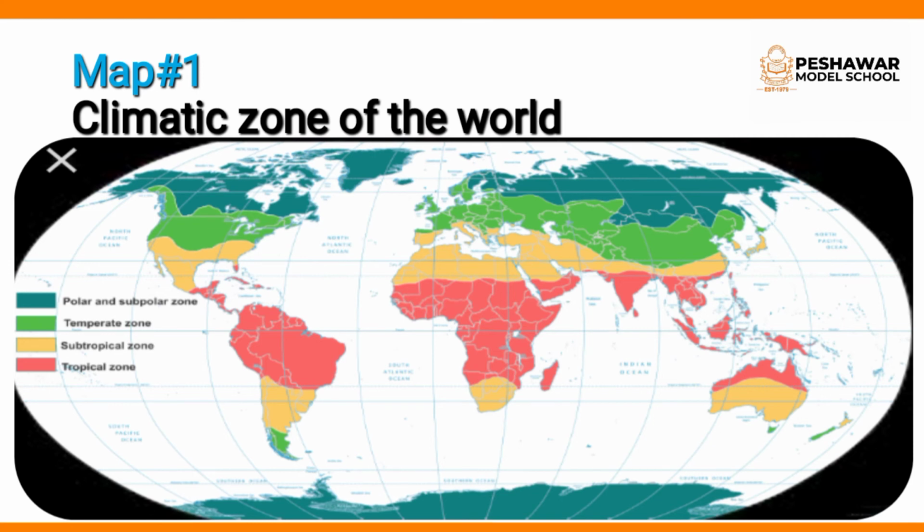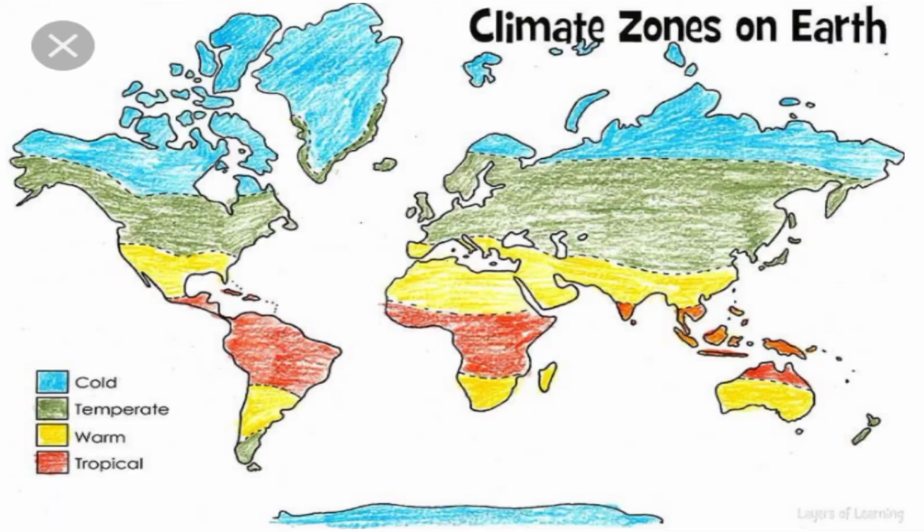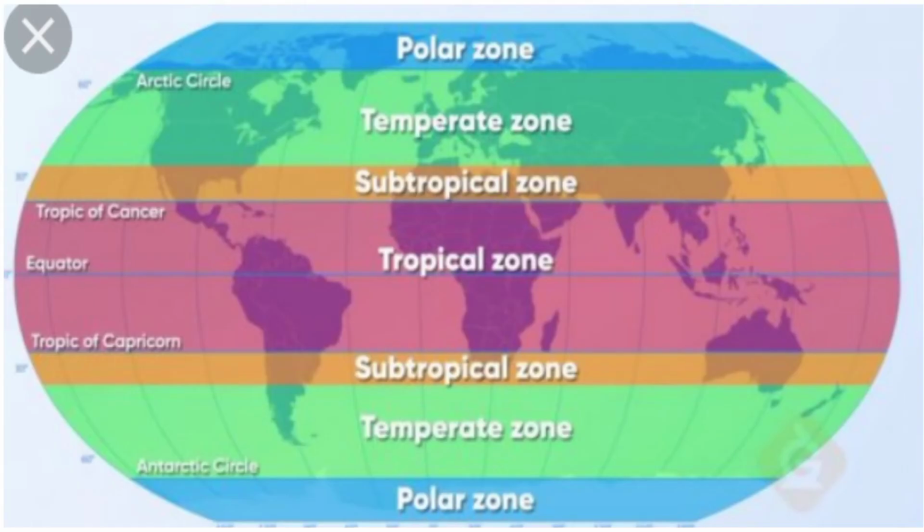And the last one is the world map. In the map we will find the climatic zones. These are, at the top of the earth, the Arctic Circle, and then the Tropic of Cancer. The third one is the equator. The fourth one is the Tropic of Capricorn, and the fifth one is the Antarctic Circle. These are the climatic zones, and these are also called the important latitude lines.